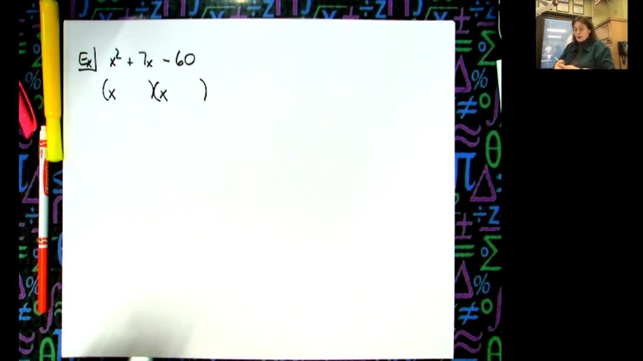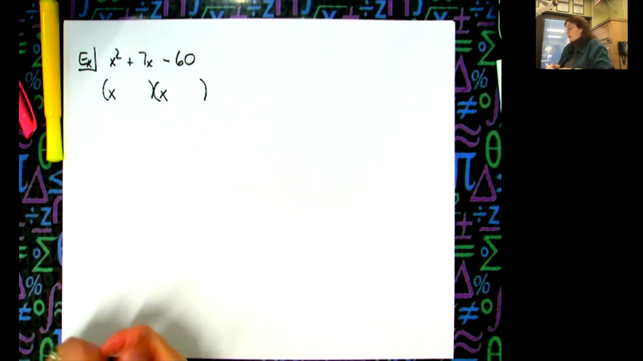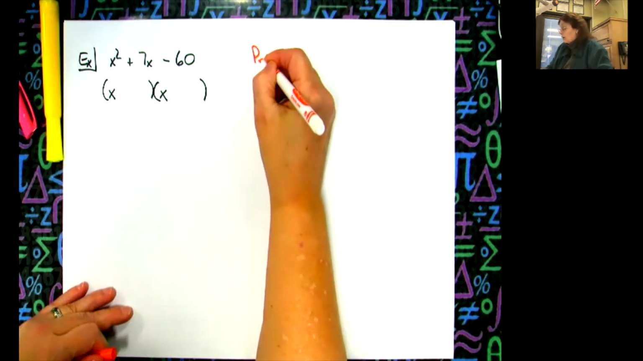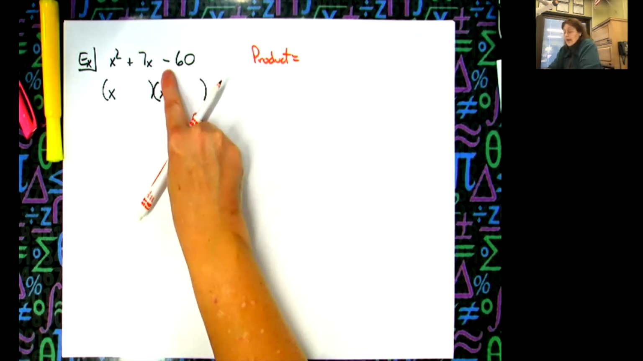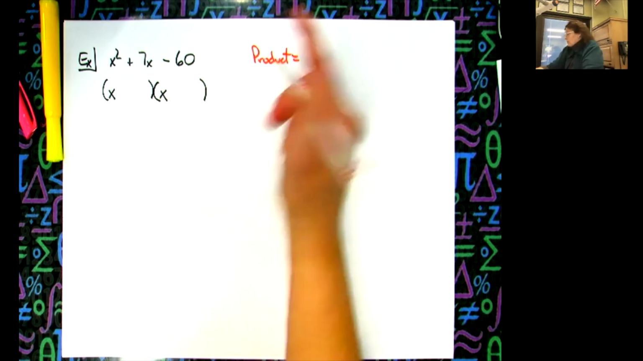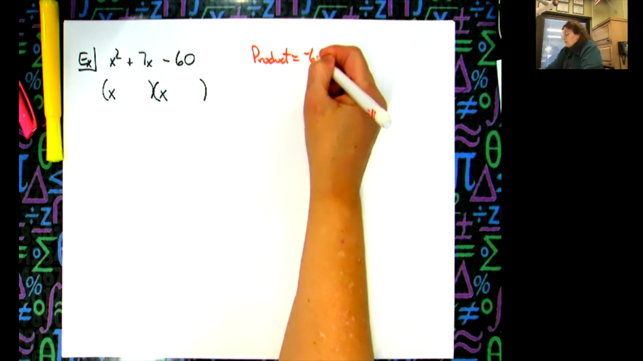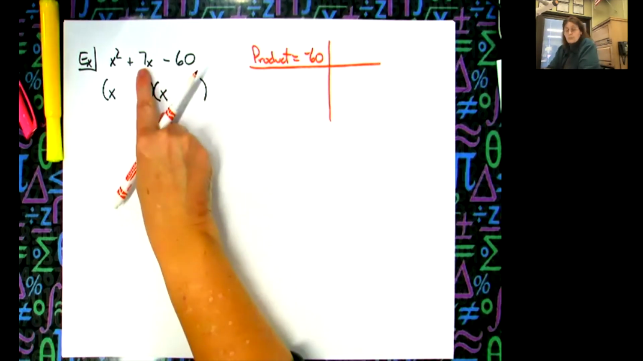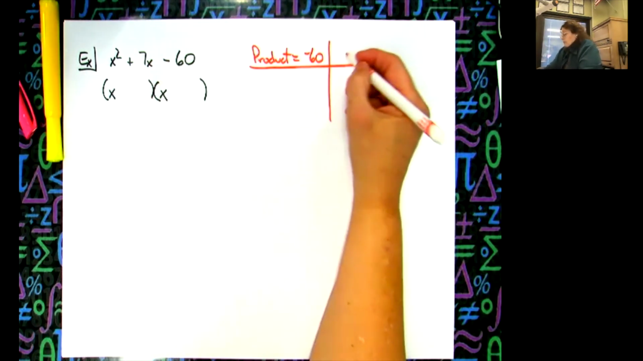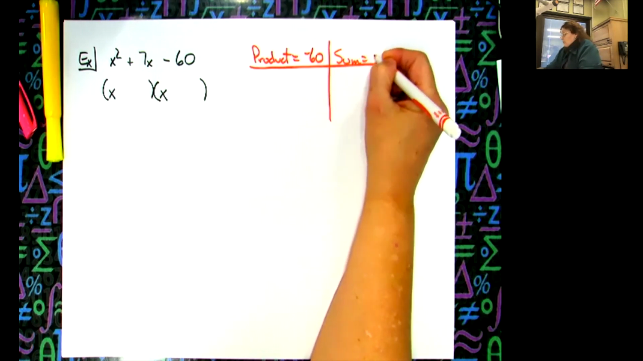Now let's come over here and do our product. This time our product has to equal negative 60, and our sum has to equal the 7.